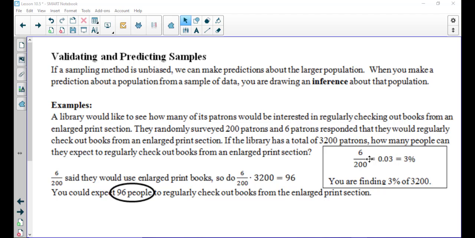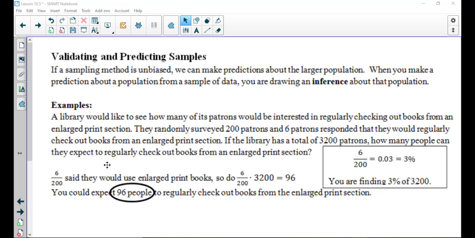So again, this can inform the people who work at the library. How large do they need their enlarged print section to be? Should they still have that enlarged print section, or should they get rid of it? And this is going to give them that information because they're randomly surveying this group of patrons. They're gaining information from them so they can make inferences about the entire population of people who use the library.